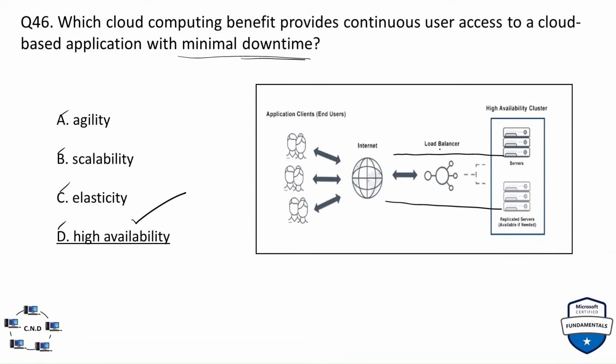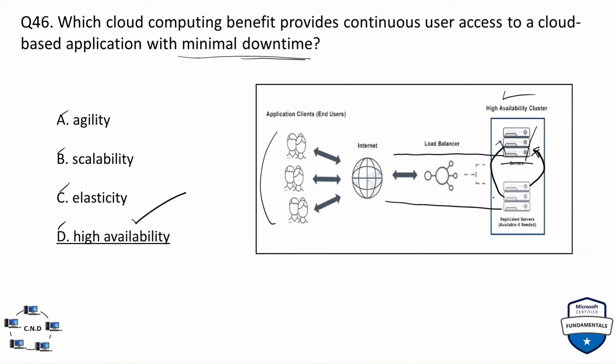So here is the explanation in the form of a diagram. If we have some users that are accessing a certain type of application through the internet, let's suppose these are the servers that are hosting the application. If any server of this cluster fails, then we have replicated servers. These servers can take the place of this server. And again, if this server fails, we have another server.